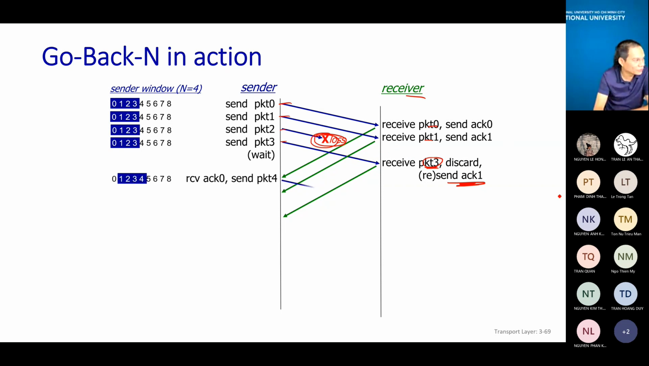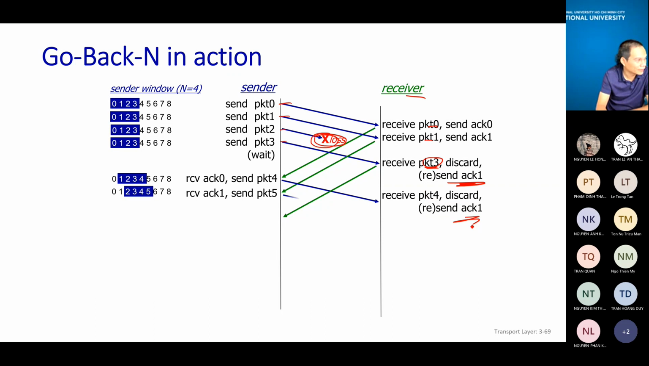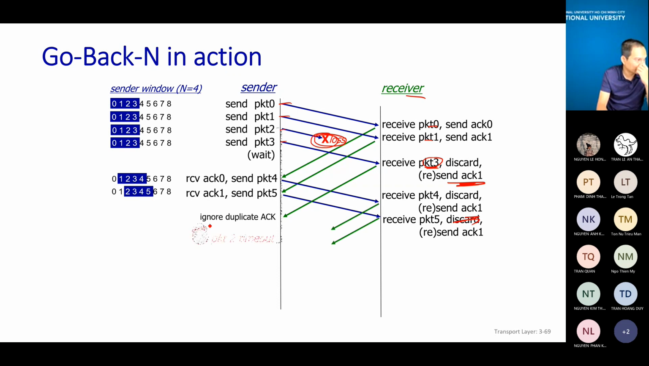The receiver receives packet 4 and resends the ACK once again. It receives packet 5 and resends again. It does not accept out-of-order packets. These are all duplicates, and we ignore the duplicates.